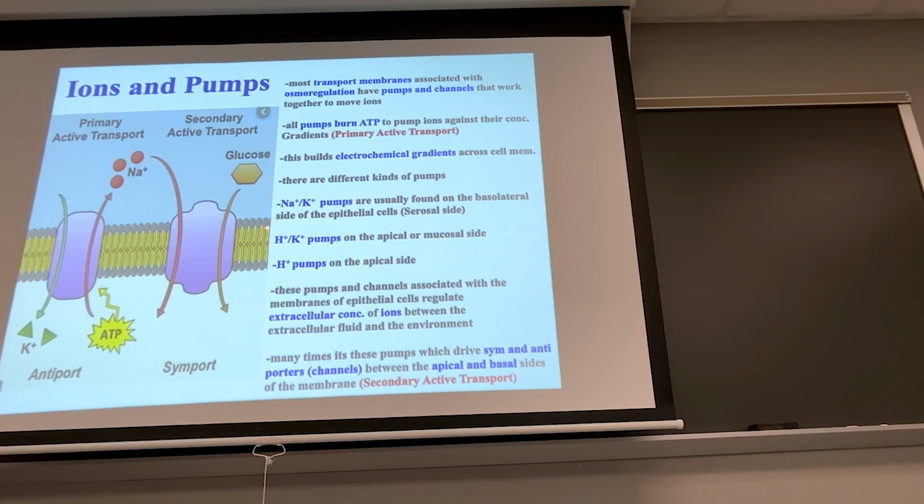The other one is the hydrogen potassium exchanger, which is an antiporter pump that uses ATP, where you pump hydrogen in one direction and potassium in the other. And then we can simply have hydrogen pumps that pump hydrogens, either using ATP or using ATP and a hydrogen gradient, as you will see. And these pumps, particularly the sodium potassium pump, are what drive ion movement using symporters and antiporters.